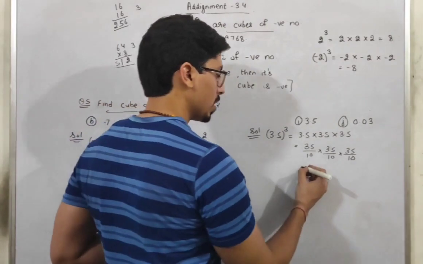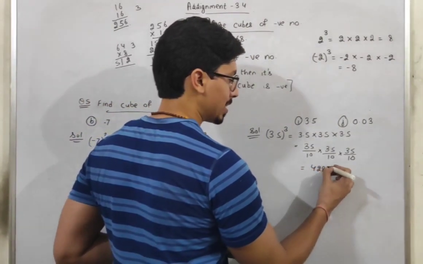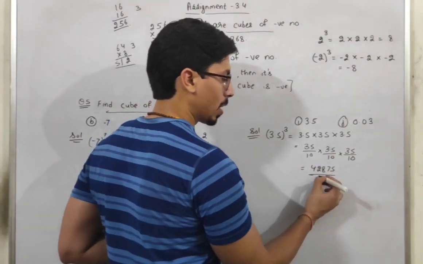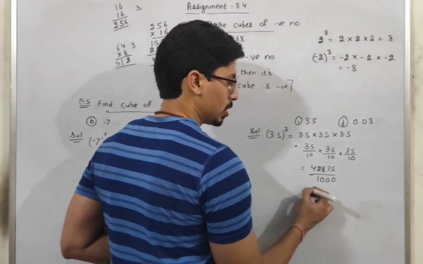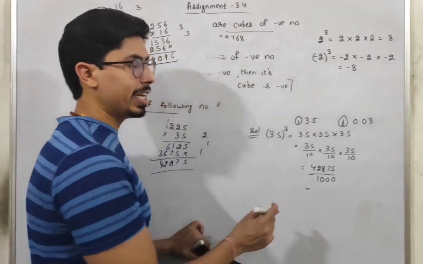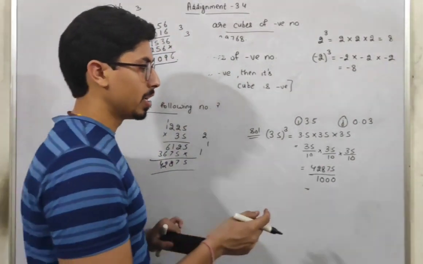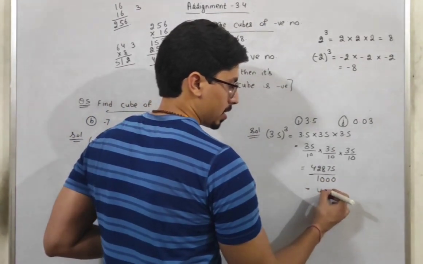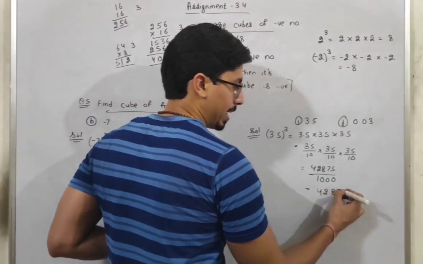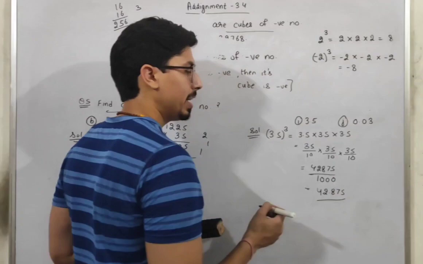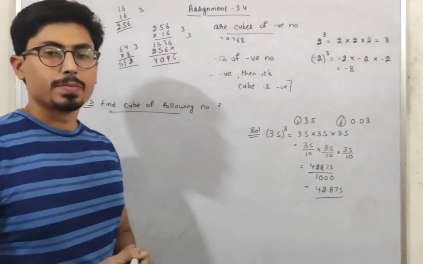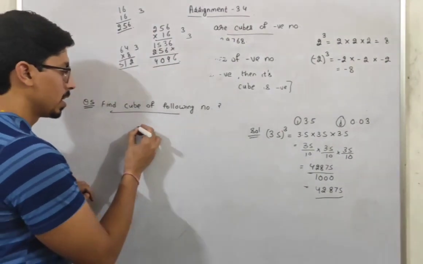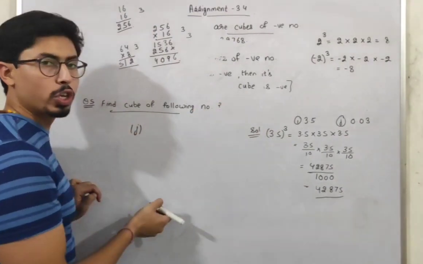So it will be 42875 upon 10 into 10 is 100, 100 into 10 is 1000. So now we have 3 zeros in the denominator. So just put the decimal, and it will be 42.875.